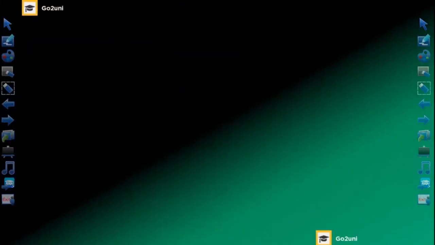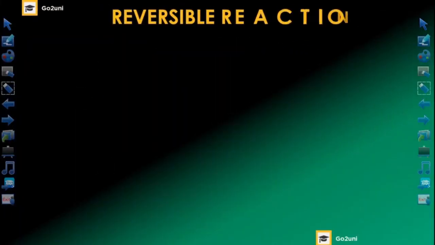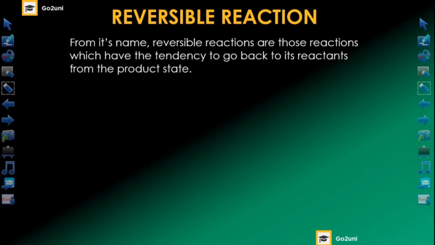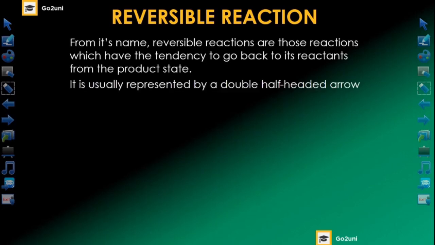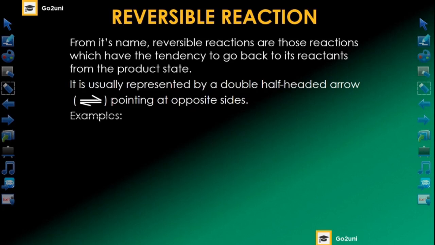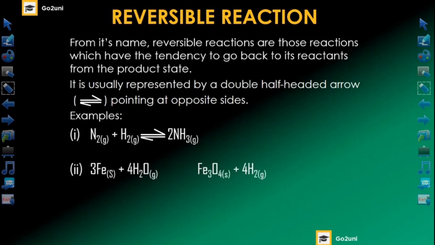Now, we look at our next type of reaction, which is reversible reaction. Reversible reaction, from its name, reversible, is that type of reaction that has the tendency to go forth and backwards. It is usually represented by a double half-headed arrow pointing opposite ways, one pointing forward and the other pointing backwards. What are examples of reversible reactions?